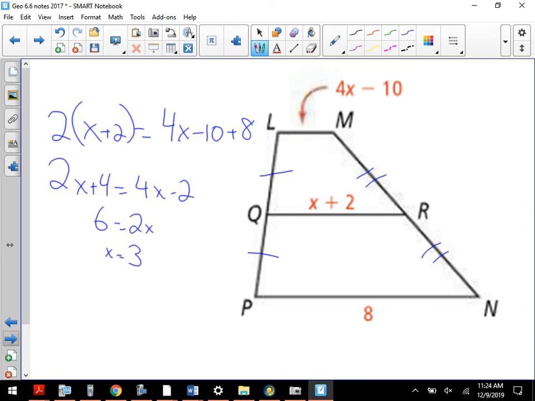Real easy way to check this. What's 4 times 3? Subtract 10, you get 2. What's 3 plus 2? 5. So that's 5 here. So what's 2 plus 8? 7. And what's half of 10? 5. And it's that quick and easy. Okay. Mathing these things are pretty easy.